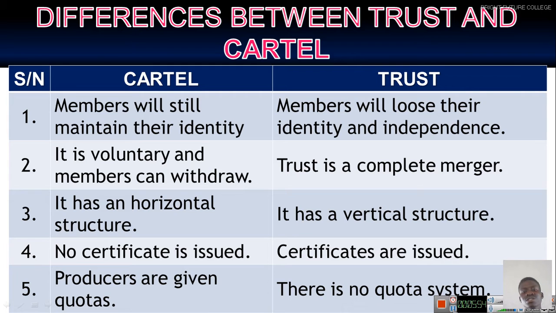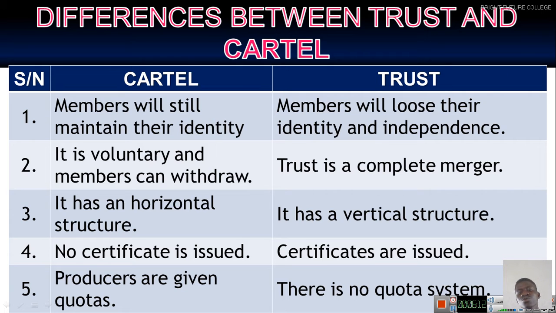Meanwhile, a trust is a vertical structure. Vertically means from top to bottom. Vertical means that it's a step-by-step production in the trust. One person will work from here to a point, another person will take up from that point to another point.